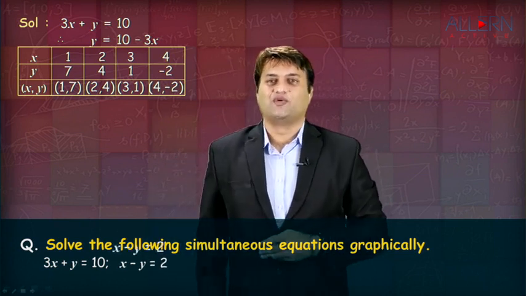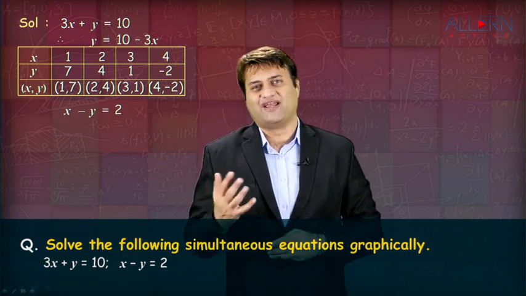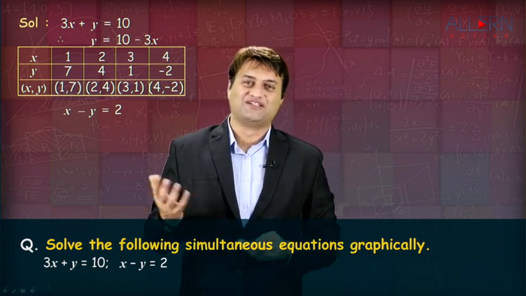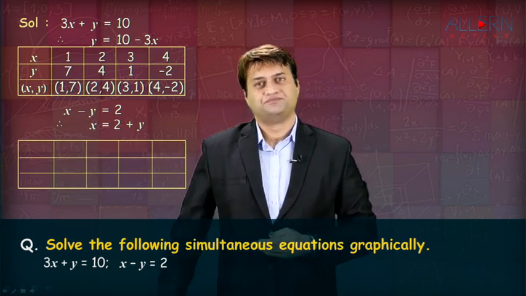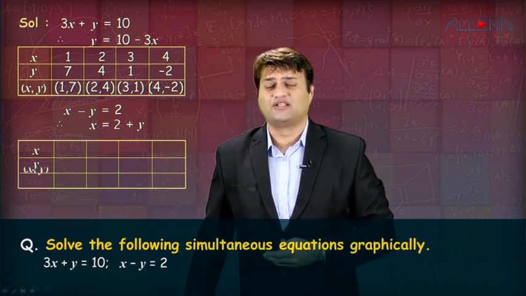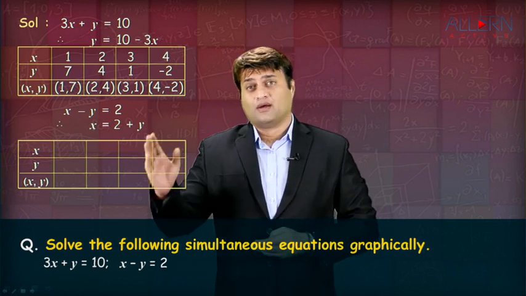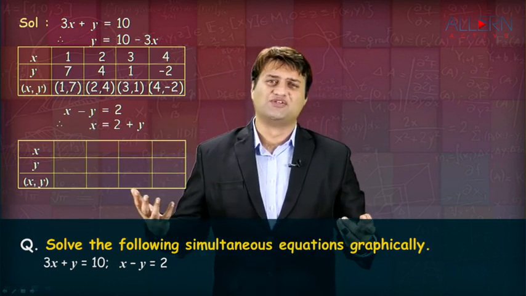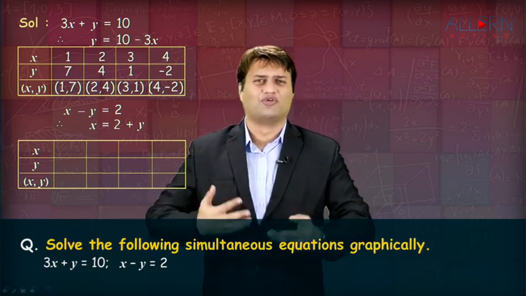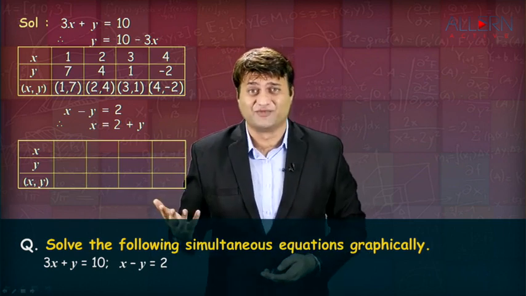Let's see the second equation. It's relatively simpler. X minus y is equal to 2. Let's shift y to the other side. You get x is equal to 2 plus y. Let's draw the table x, y, x comma y. Let us assume the values of y because it is in the right hand side. You can either assume 0, 1, 2, 3 or 1, 2, 3, 4, whatever you are comfortable with, right?